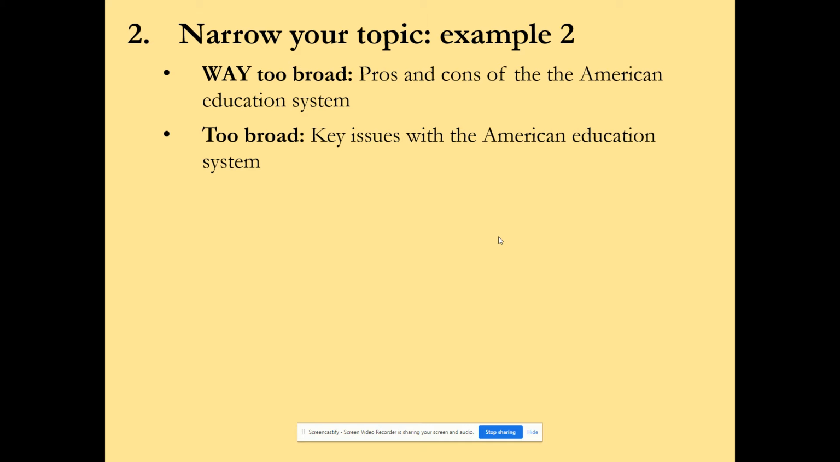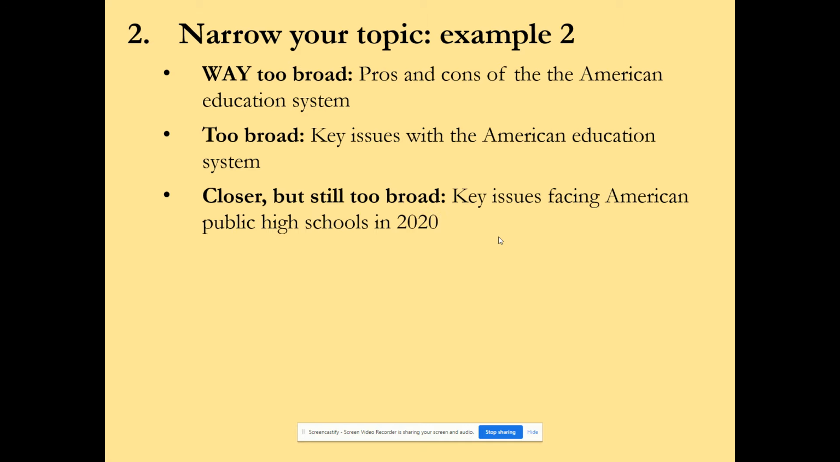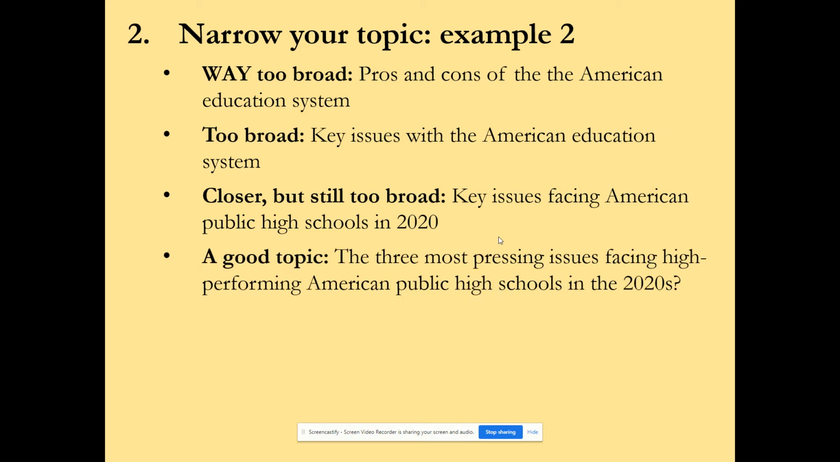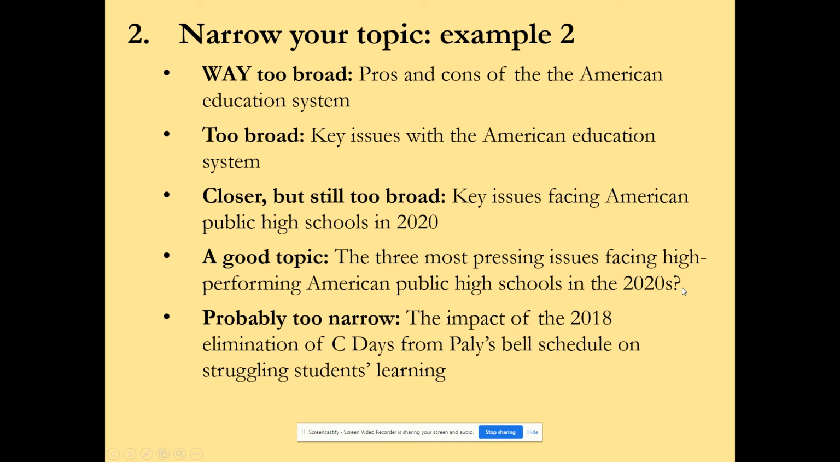This one's still too broad. Key issues with the American education system. Also still too broad. Key issues facing American public high schools in 2020. This one could work. The three most pressing issues facing high performing American public high schools in the 2020s. I don't know why there's a question mark there. You can ignore that.